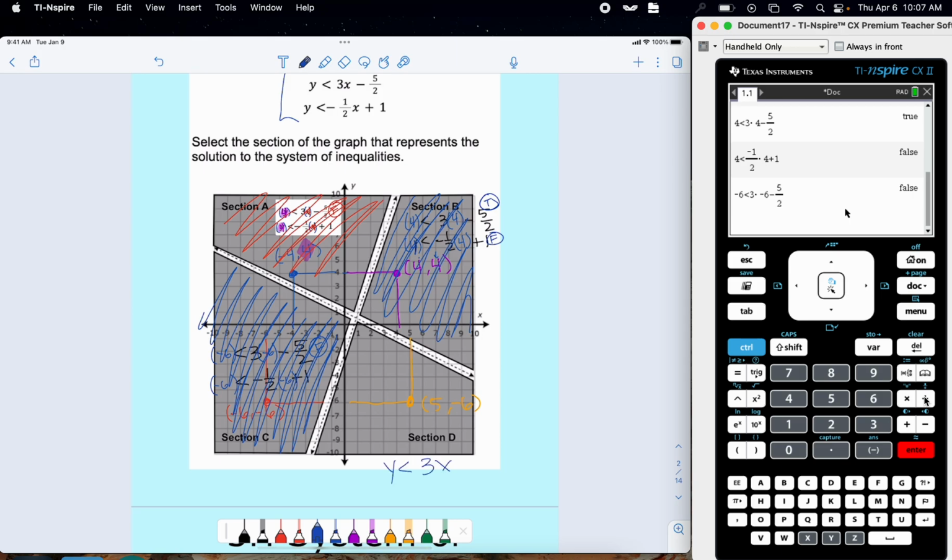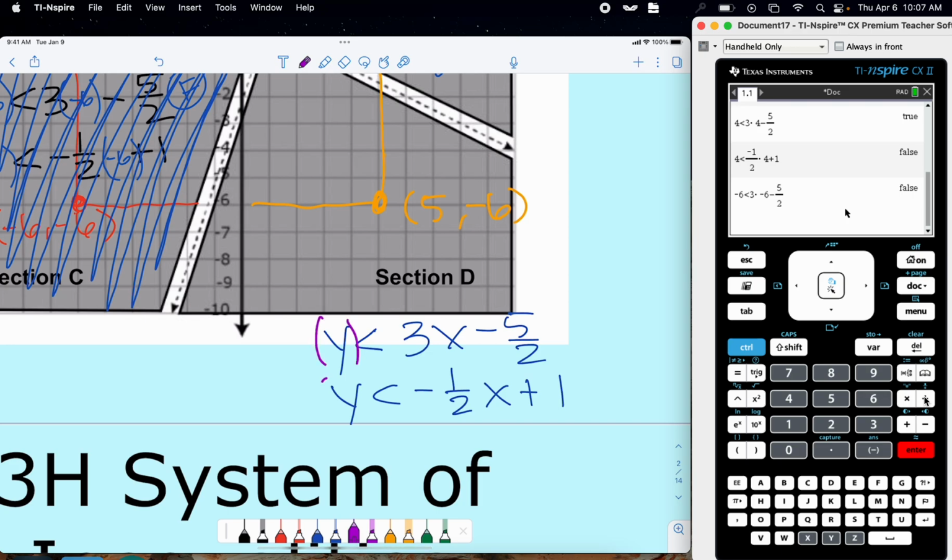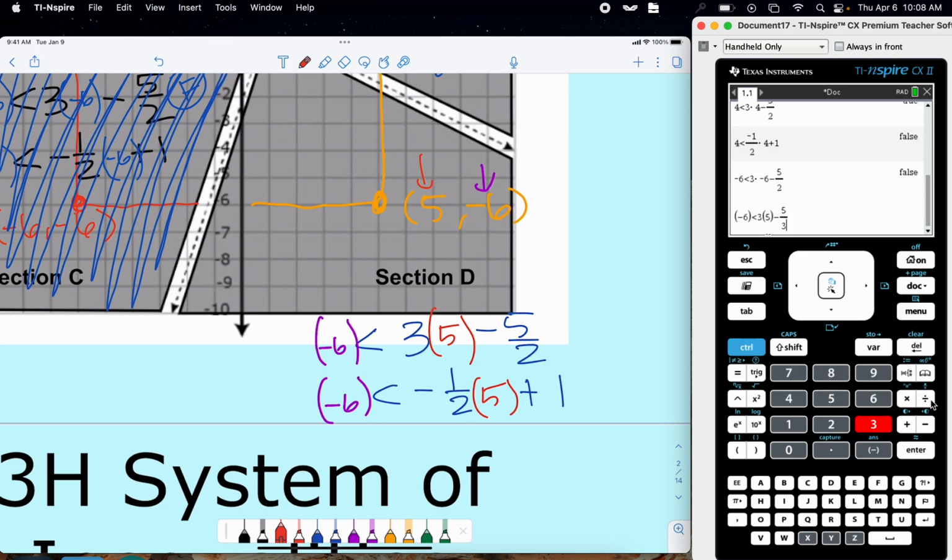Y less than 3x minus 5/2. Then y less than 1/2 x plus 1. So anywhere I see a y, I'm going to put a -6. So -6, -6. Anywhere I see an x, I'm going to put a 5. So you have 5 here, 5 here. So we're going to do -6 less than, control equals less than 3 parentheses 5 minus, control divide for the fraction, 5/2. Enter. That gives me true. Looking like a good thing.